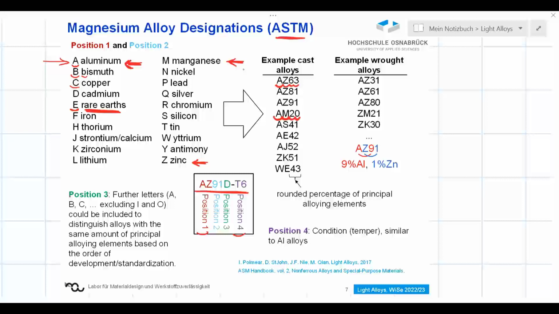Right, and also for the other ones, this one is one of the alloys which is used in the medical industry, and I will show some examples of the use of this alloy. W represents yttrium, and E is referring to the rare earth elements which are there. Good, and concentrations are also indicated here. So this is the way we can fill positions 1 and 2, and these 2 positions are always filled.